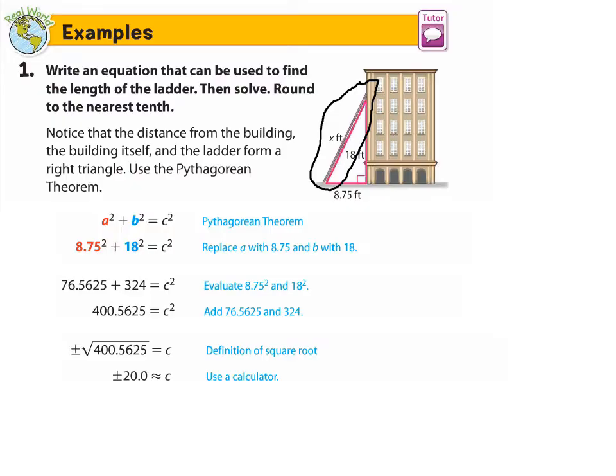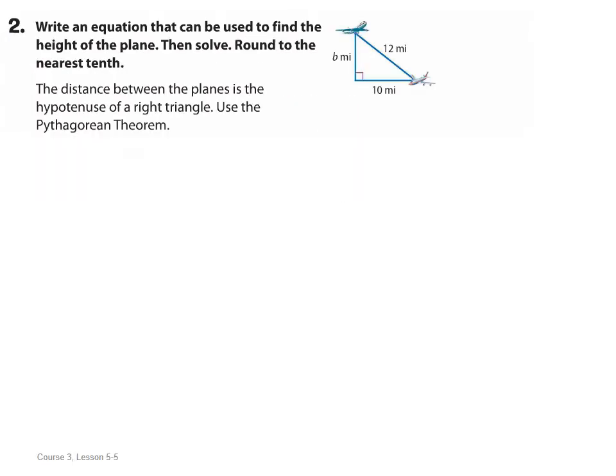Now, since length cannot be negative, the ladder is about 20 feet long. Remember to use positive numbers in real-world examples. Example number 2. Write an equation that can be used to find the height of the plane. Then solve. Round to the nearest tenth.